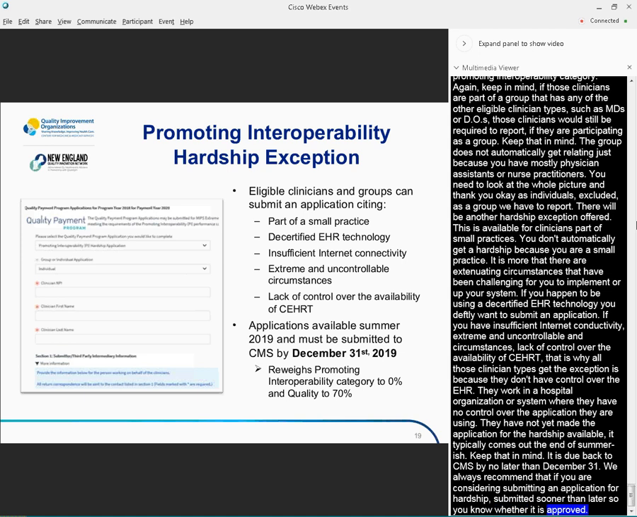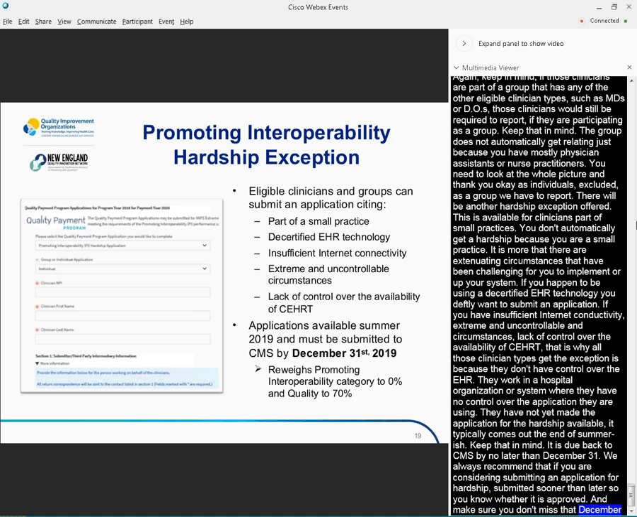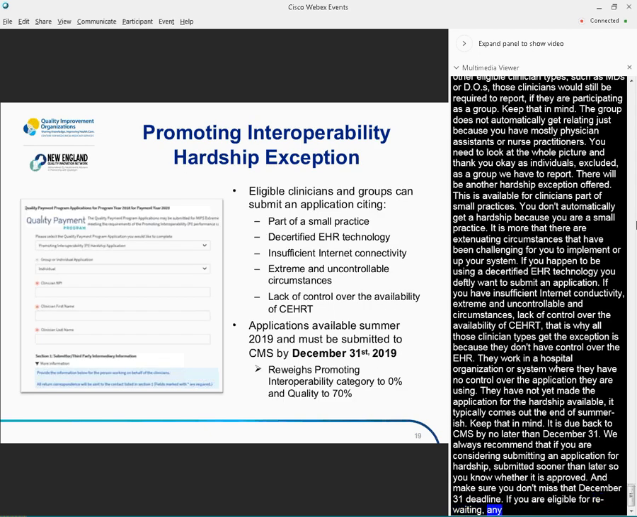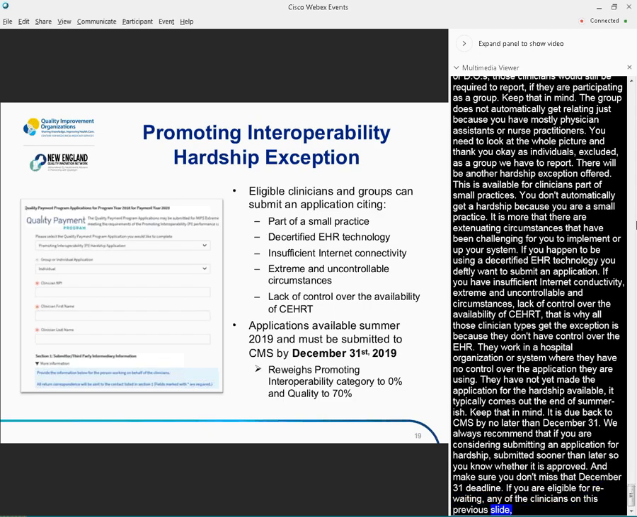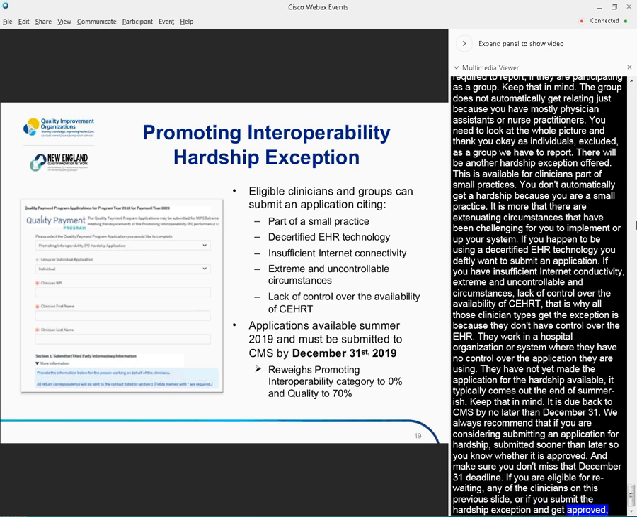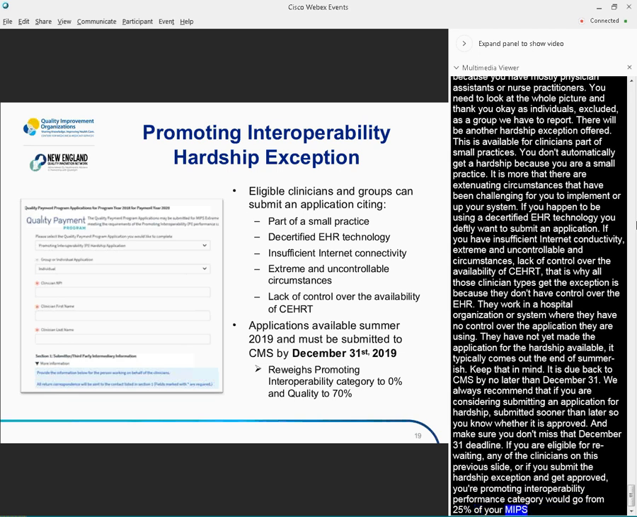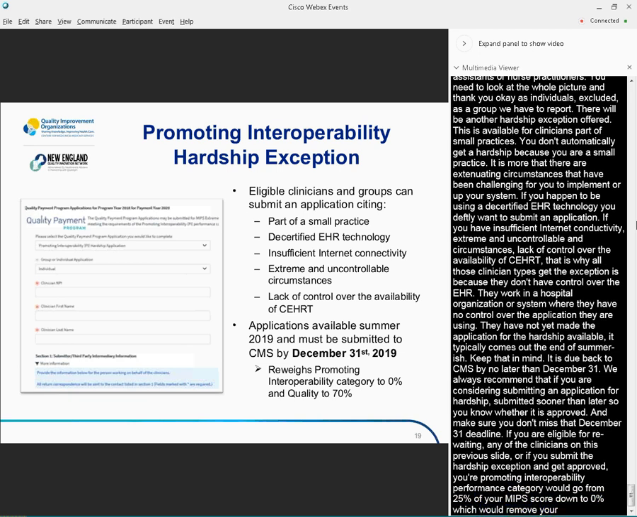If you are eligible for reweighting, so any of the clinicians on this previous slide, or if you submit the hardship exception and get approved, your Promoting Interoperability performance category would go from 25% of your MIPS score down to 0%, which would move your quality performance category up to 70% of your MIPS score. So also keep that in mind.